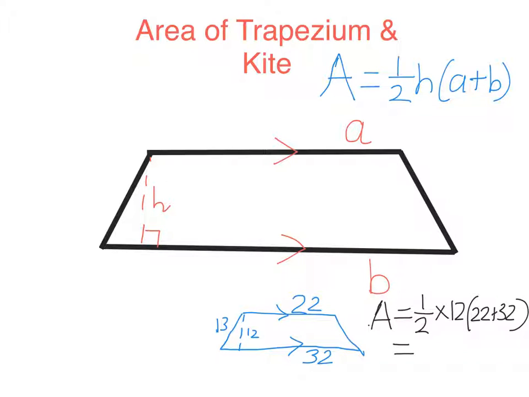So half times 12, remember that just equals 6, half of 12. 6 times, and we do the brackets first, so it'll be 6 times 54, which is 324, and if no units are given, we just write u squared for units squared. So that's how we find the area of a trapezium. Now let's look at a kite.